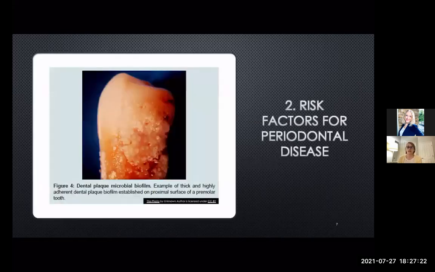So risk factors, I've shown y'all this picture before. I love this picture. You can really see how thick that calculus and plaque biofilm is on this extracted tooth. So you can see here, if we know that the cause of periodontal disease, the major etiology, is plaque biofilm, that calculus is holding on to quite a bit of plaque biofilm, right? So we have a problem.